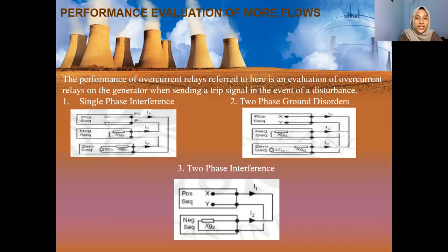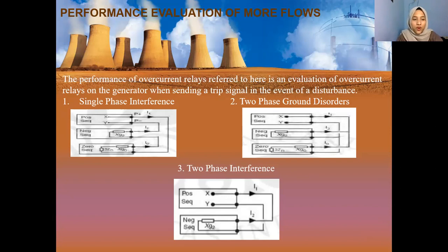Okay, number 1 is single phase interference, 2 is two-phase ground disturbance, and 3 is two-phase interference. Okay, single phase ground disturbance includes positive, negative, and zero sequence impedance connected as shown. You can see the picture below.